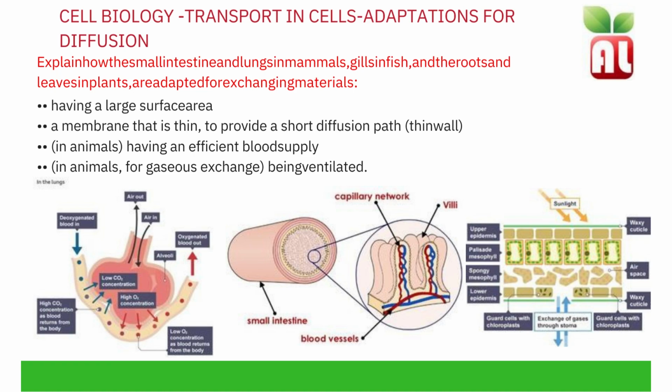Each of these exchange surfaces has very similar adaptations. All have a large surface area, which increases the rate of diffusion, and a membrane that is thin to provide a short diffusion path. This is commonly known as a thin wall. In animals, having an efficient blood supply, and in animals for gas exchange, being ventilated.